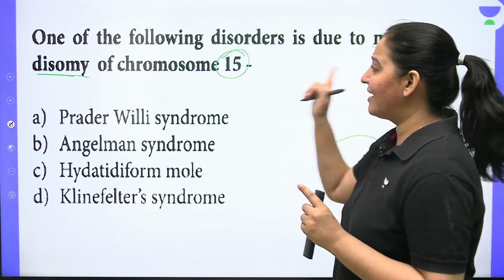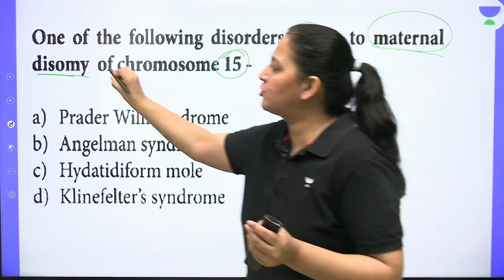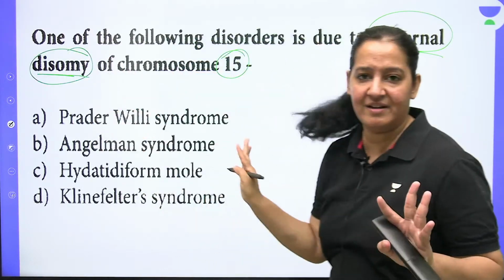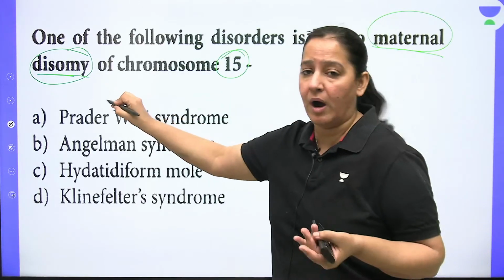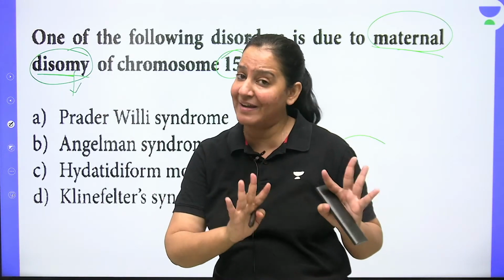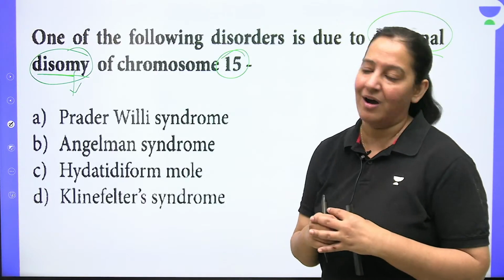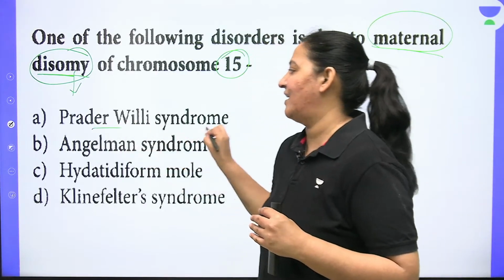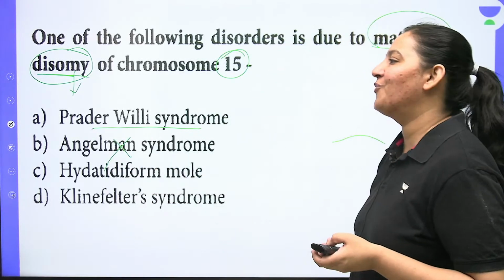I'm asking the maternal one duplicated. The mother is duplicated, so the father is deleted. When will maternal duplication take place? Mother will duplicate when the paternal one is deleted. So in other words, I am asking in which one paternal deletion occurs. So the correct answer is Prader-Willi. The correct answer is not Angelman. So many of you got confused.